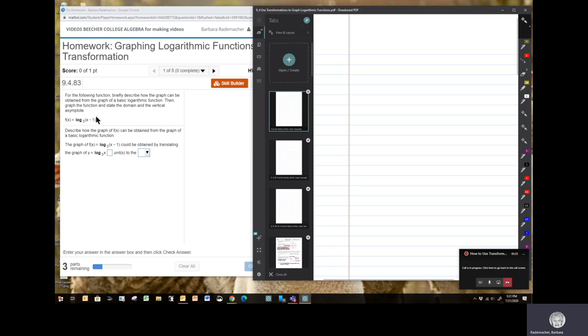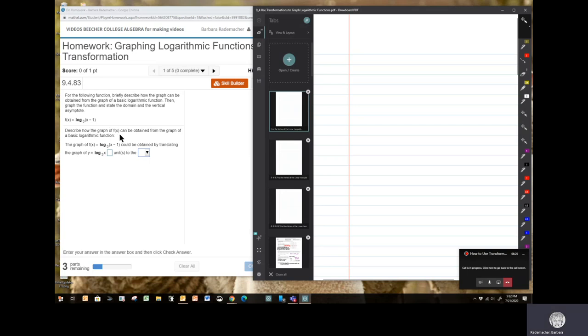X minus 1 is the argument of the function. So any numbers in there with the x are going to control horizontal shifts and shrinks and everything horizontal. Whereas numbers on the outside are going to have an effect on a vertical movement.